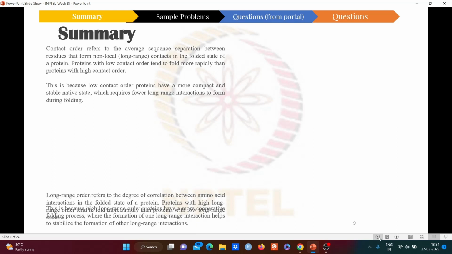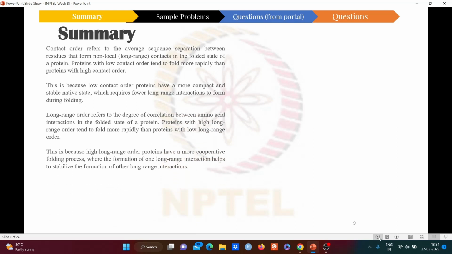Coming to the long range order, the long range order refers to the degree of correlation between amino acid interactions in the protein. So proteins with a low long range order tend to fold more rapidly. The relationship between contact order and long range order is complex, and the two factors can often be positively correlated. However, there are exceptions to these general trends. Also, the correlation between them is not so high.